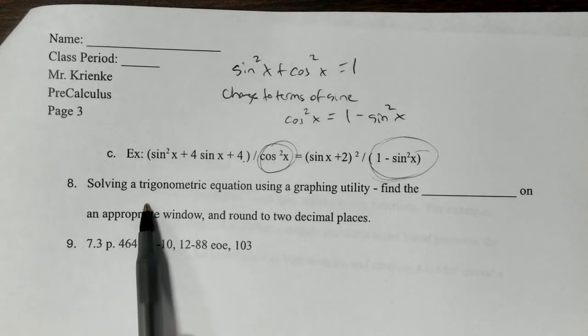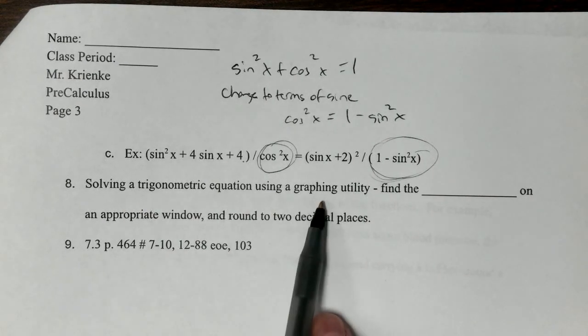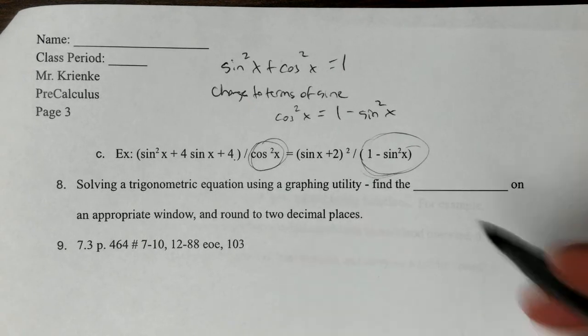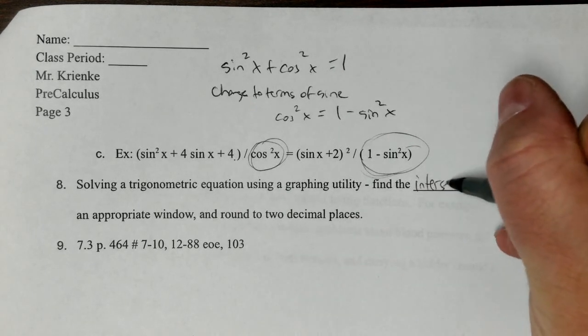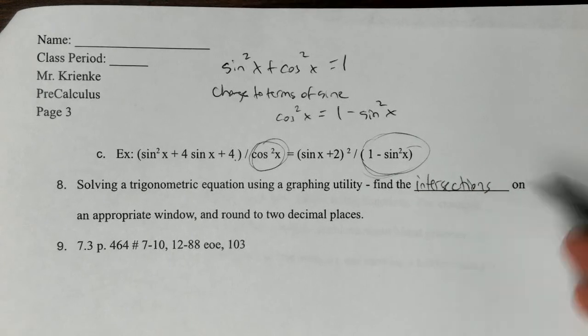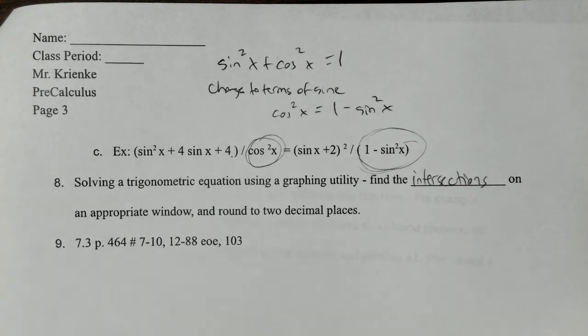Okay, number 8, solving a trig equation using a graphing utility. You want to find the intersections on an appropriate window and then round to 2 places.